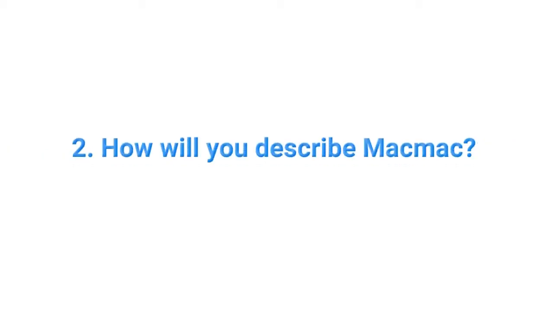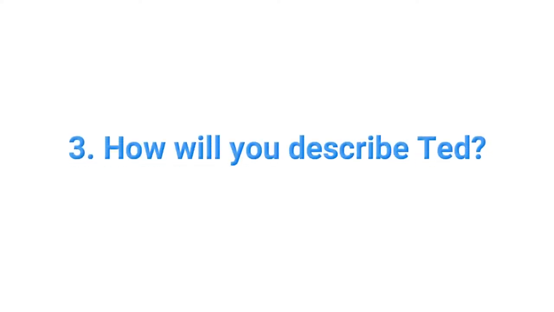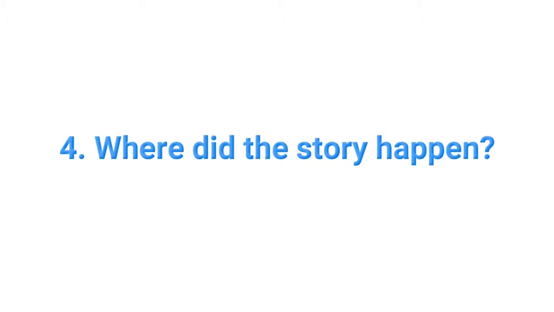Number 2. How will you describe Mac? Correct. Mac is a funny crow. Number 3. How will you describe Ted? Correct. Ted is a kind friend. Number 4. Where did the story happen? Very good. The story happened in the well.